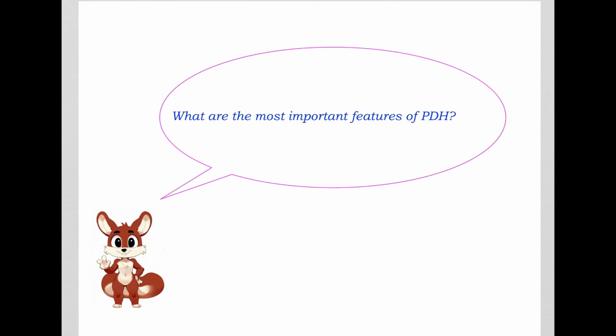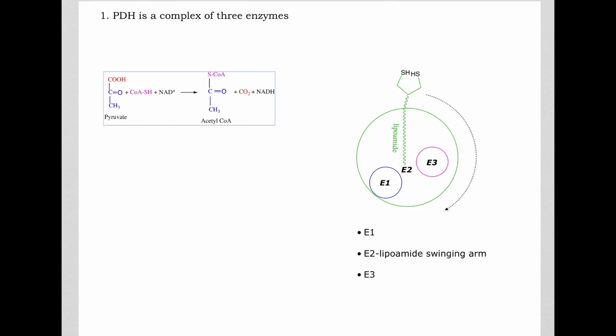So what are the most important features of the pyruvate dehydrogenase complex? The pyruvate dehydrogenase enzyme is referred to as a PDH complex because it's a multi-enzyme system made up of three enzymes joined together: E1, and E2, which has a swinging arm shown here. And then there is a third component of this multi-enzyme complex, and that is E3.